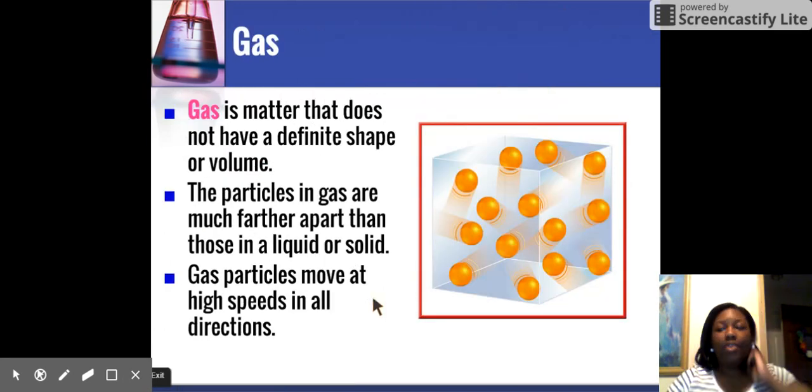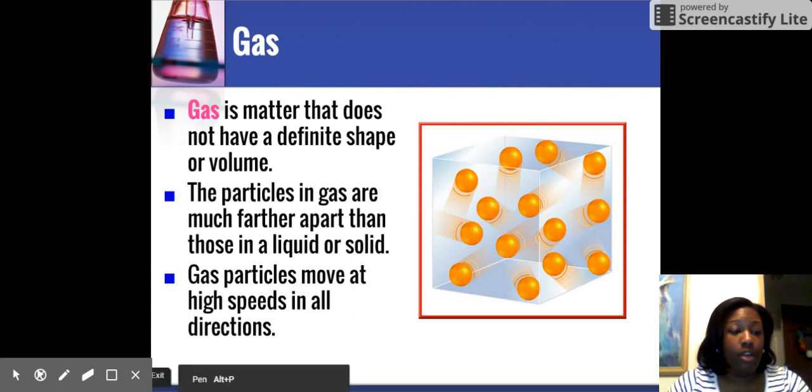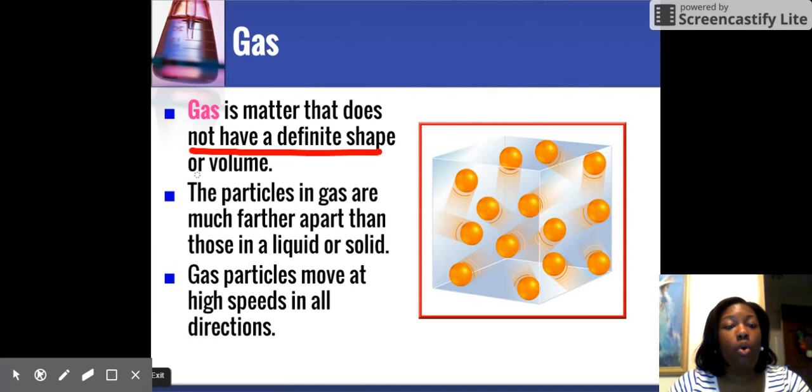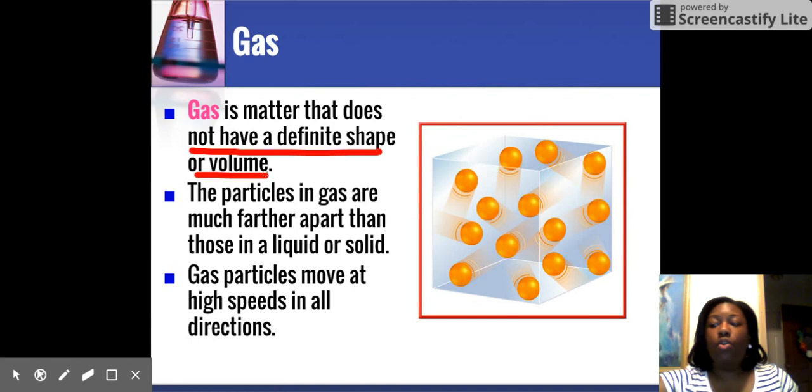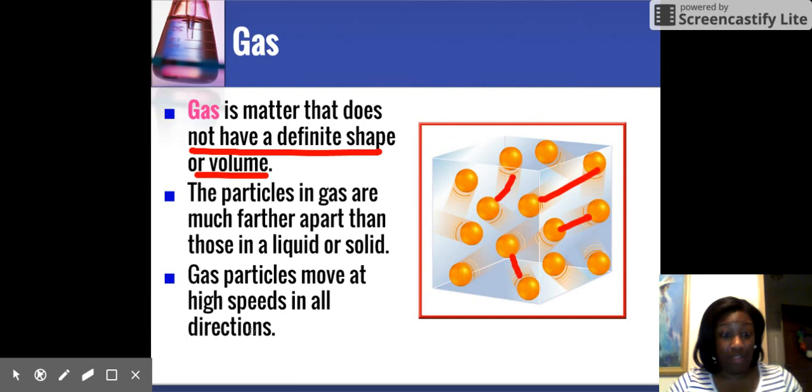So, a gas. This is the final one. Gas is matter that does not have a definite shape or volume. Gases have tons of space; the particles in gases are far apart, as you can see in the illustration, compared to the liquid and the solid.